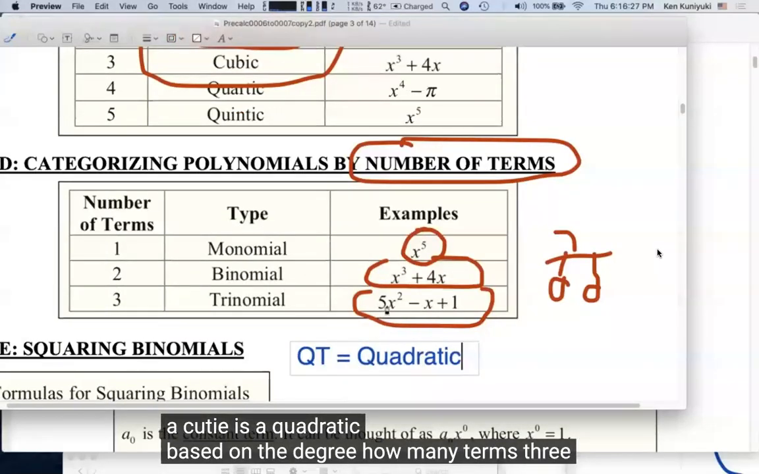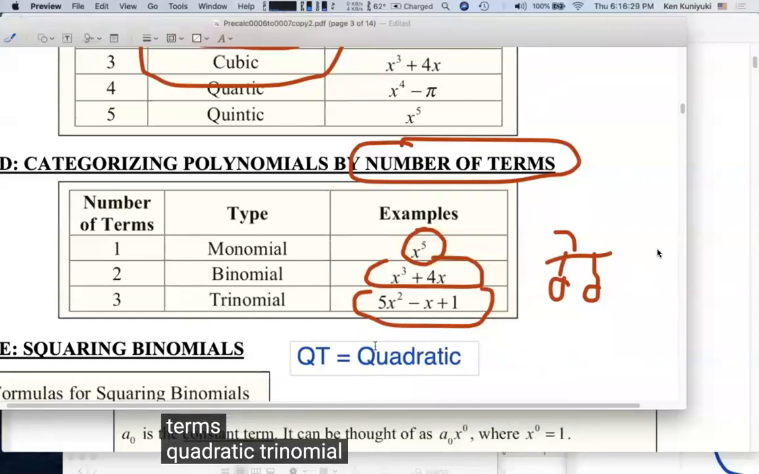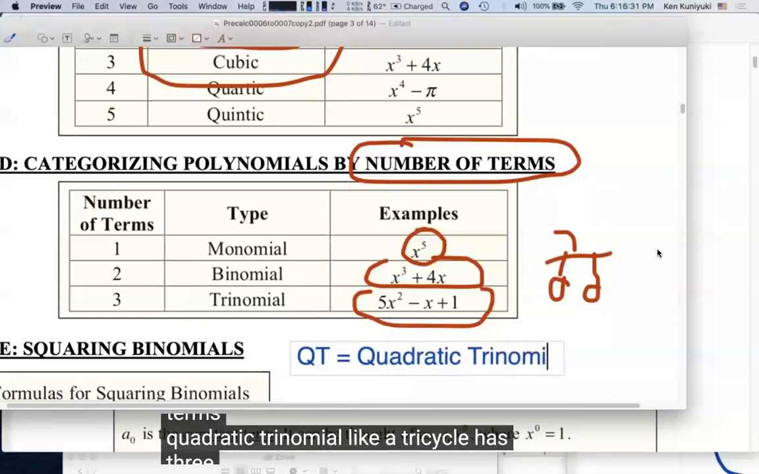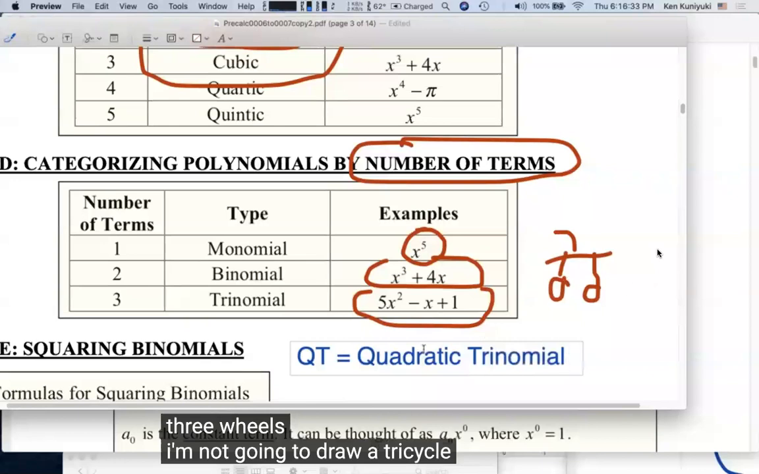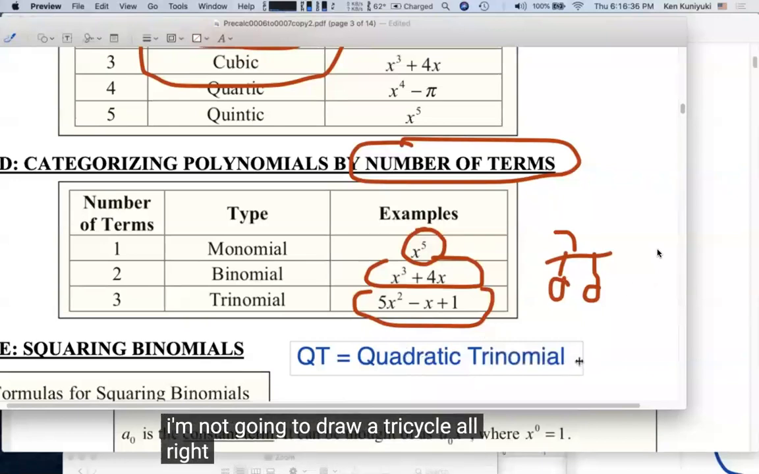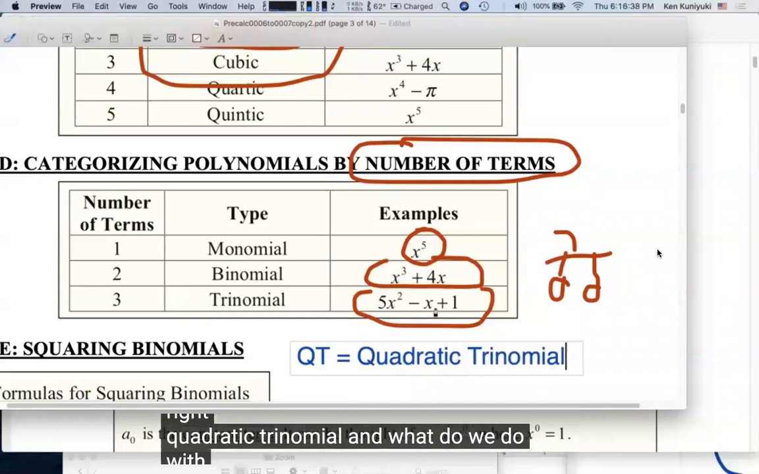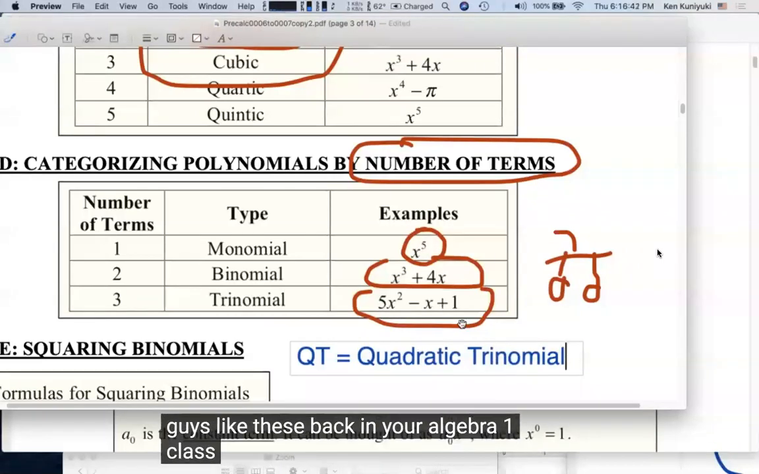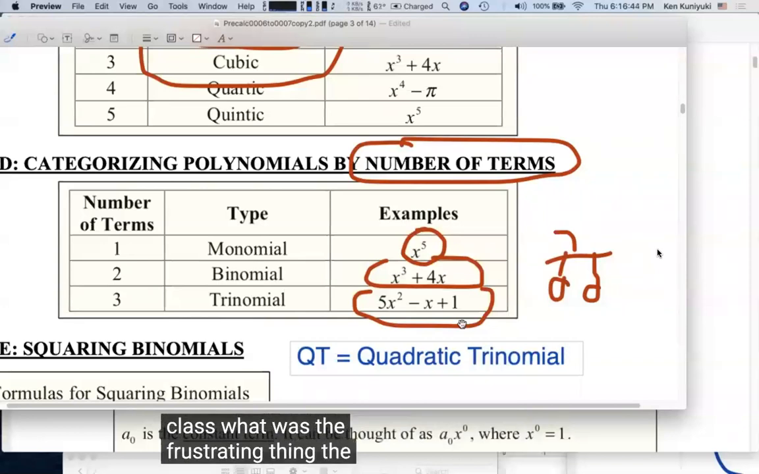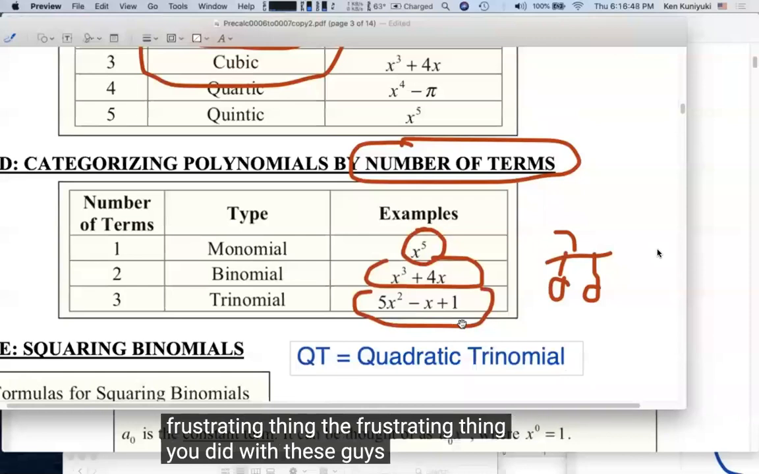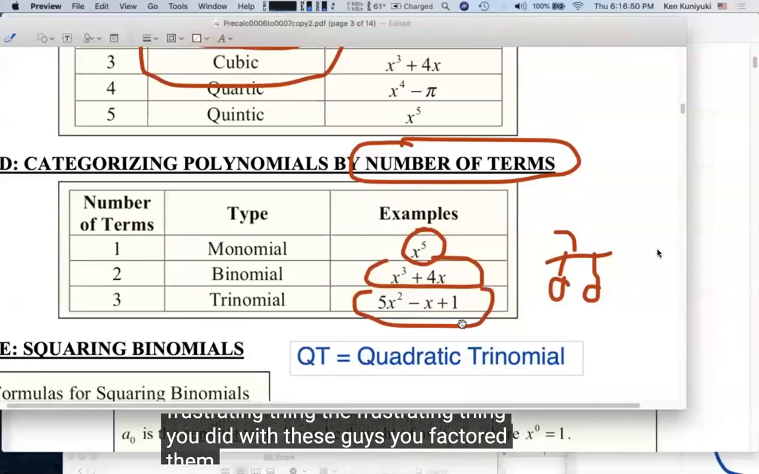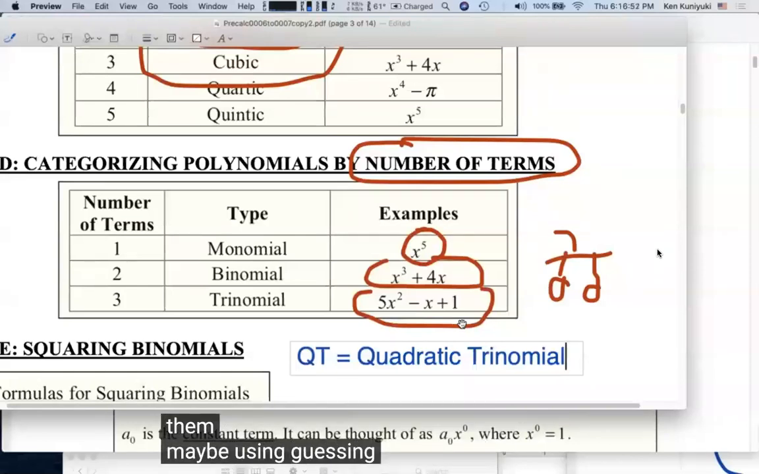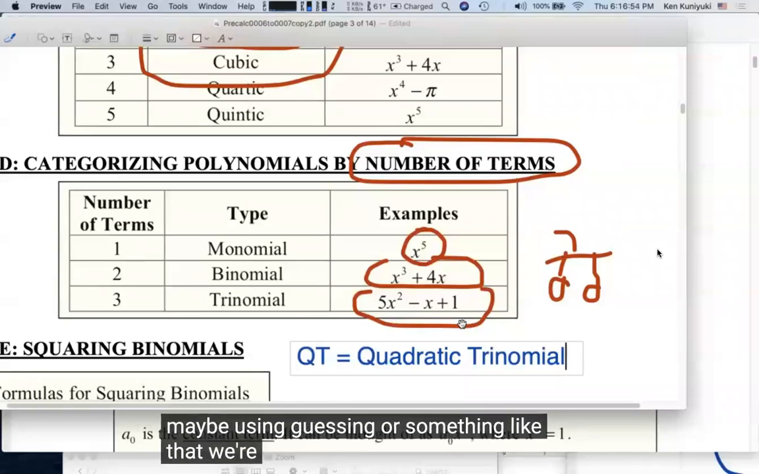How many terms? 3 terms. Quadratic trinomial. Like a tricycle has 3 wheels. I'm not going to draw a tricycle. Quadratic trinomial. And what do we do with quadratic trinomials? Guys like these, back in your Algebra 1 class, what was the frustrating thing you did with these guys? You factored them. Maybe using guessing or something like that. We're going to factor quadratic trinomials and review that.